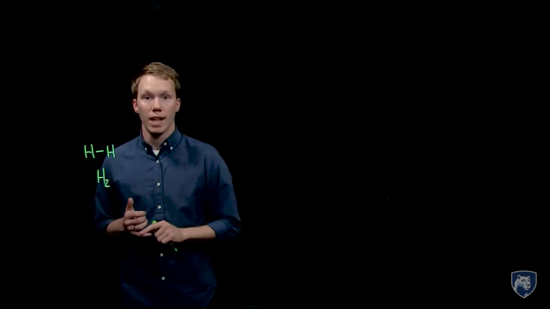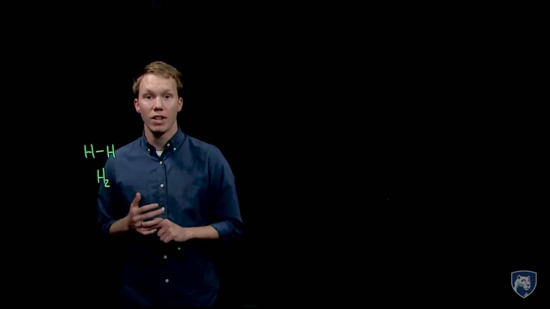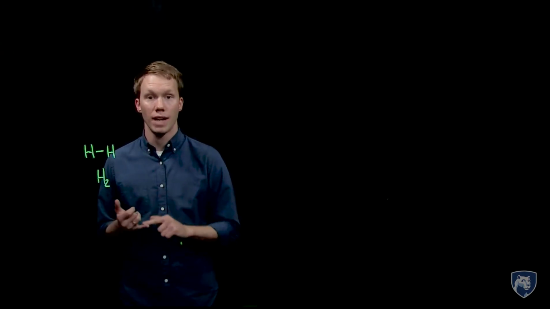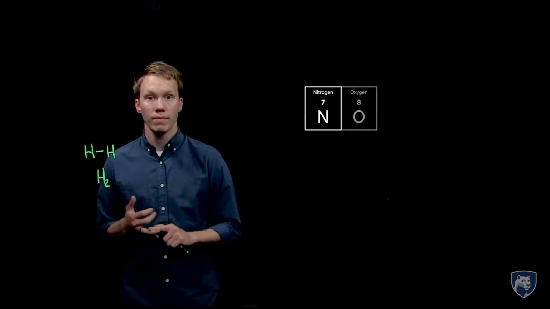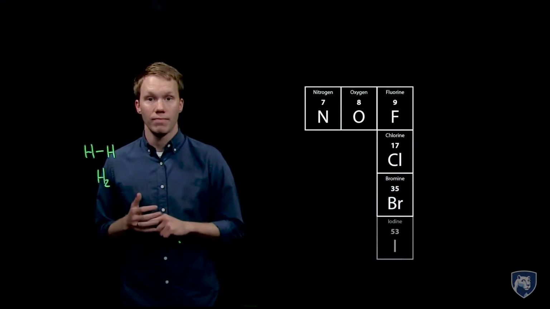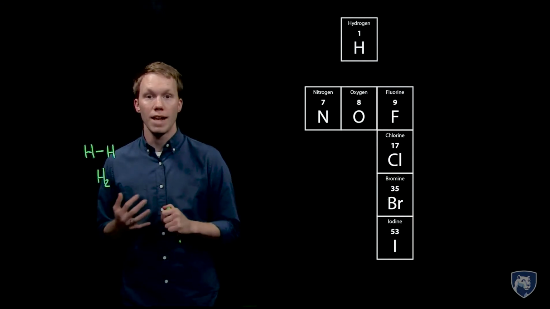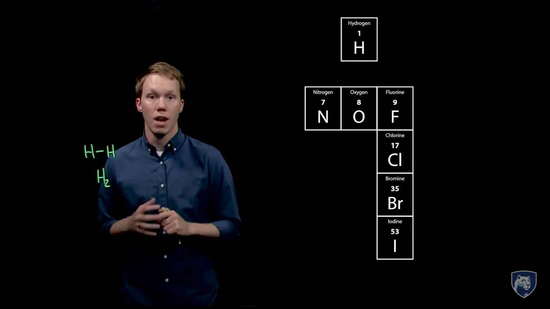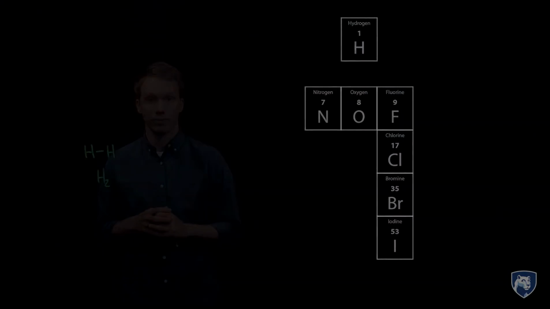The other diatomic elements form the shape of a 7 on the periodic table. We have nitrogen, oxygen, fluorine, chlorine, bromine, and iodine. So those 6 plus hydrogen make our 7 diatomic elements.